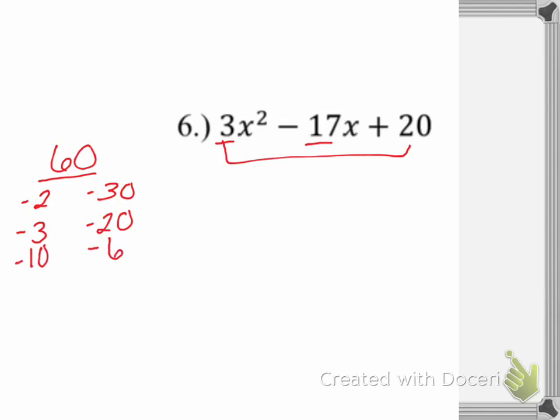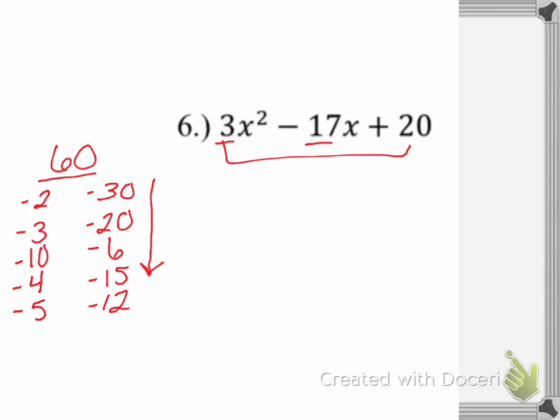Let's see, does 4, ooh, what about 4? And I'm doing all this in my head, so bear with me. Oh, negative 15. No, that doesn't work. Darn. What about negative 5? And negative 12. Okay, so you see, it took me a while to get here.